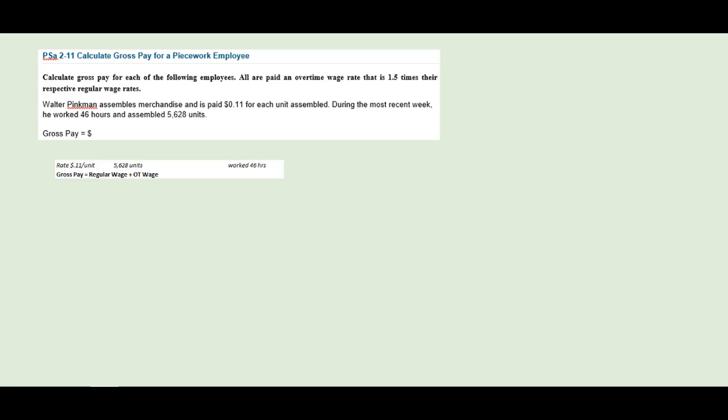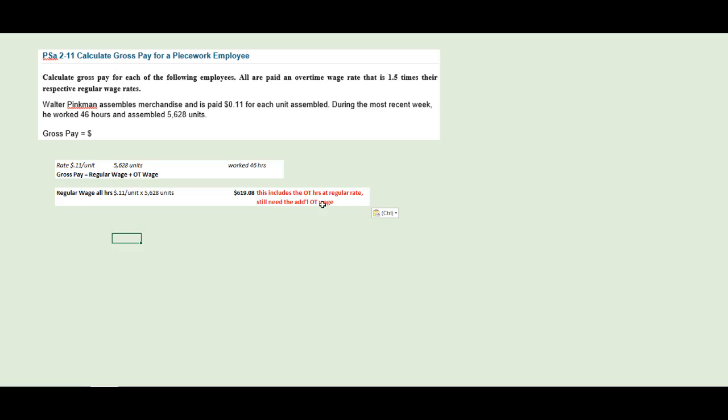First, let's lay out what the regular wage is. The regular wage is 11 cents per unit times 5,628 units. That is a total regular wage for all hours of $619.08. All right? You need to understand that this is the regular wage for all the hours worked. This includes the overtime hours at the regular rate.